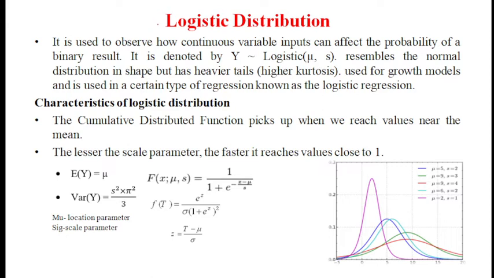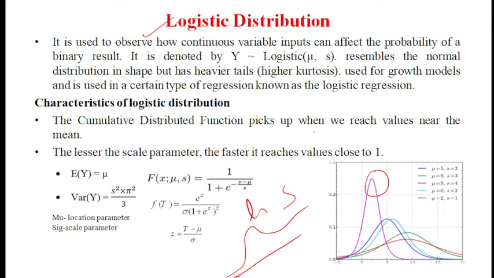Be patient. Comes to logistic distribution. It is used to observe how continuous variable inputs can affect the probability of a binary result. It is denoted with the symbols mu and s. It resembles the normal distribution because it has a bell-shaped curve. It resembles but is not the normal distribution, because it has heavier tails, as you can observe in this diagram. It is used for growth models and in certain types of regression such as logistic regression.